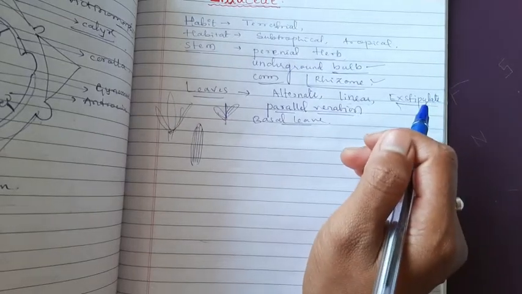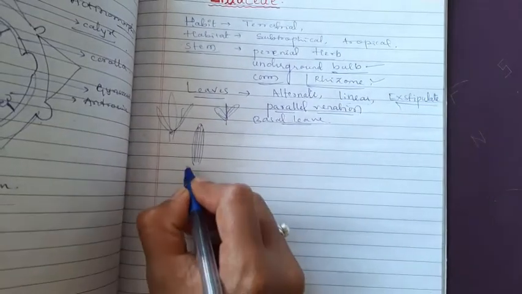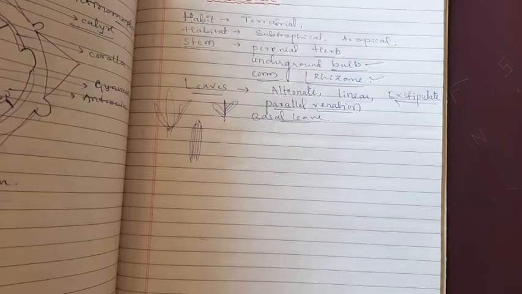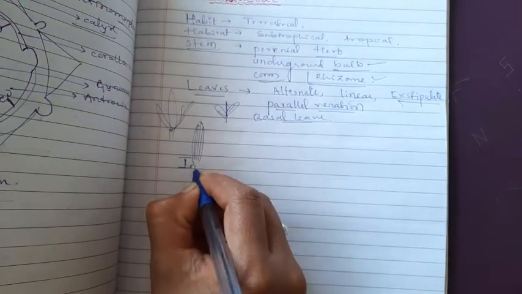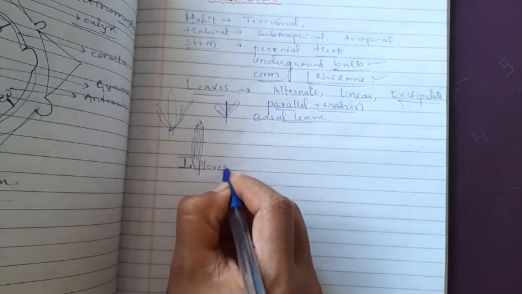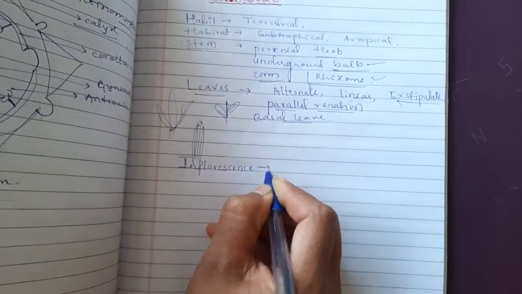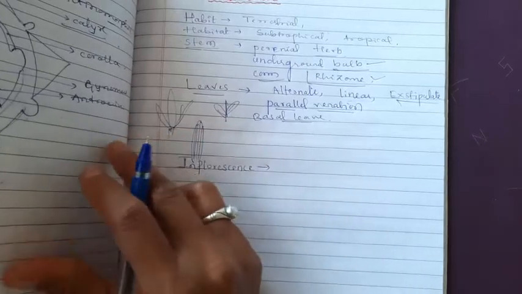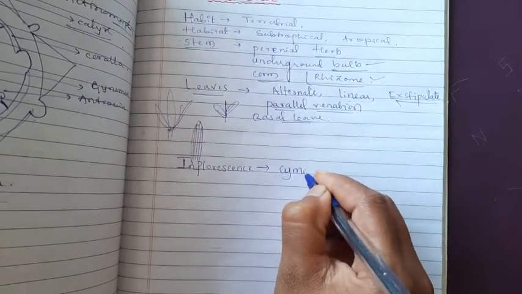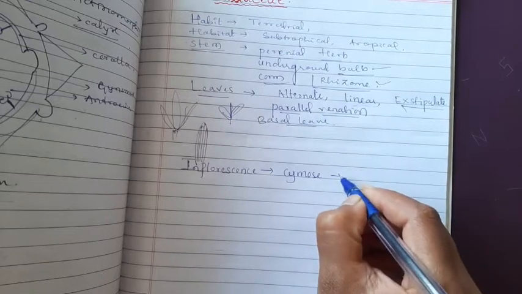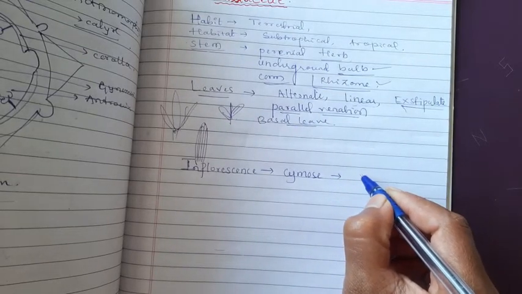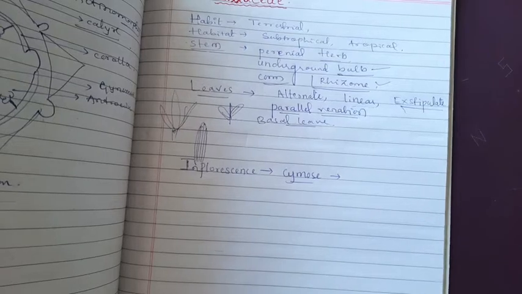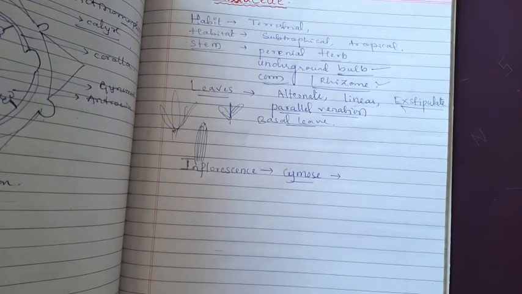Then the important thing, that is the floral description. First, we have to focus on inflorescence. Here you can see cymose. In that we discussed that in the group of cymose or umbel inflorescence, you can see it in the Liliaceae family, okay.